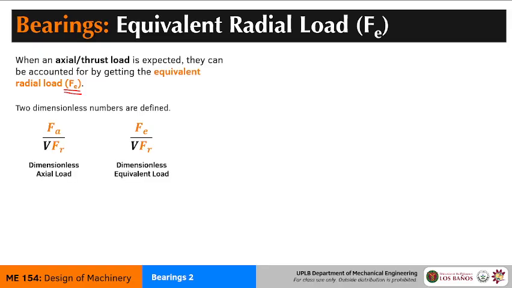So here on the left, we have the ratio of the actual force over the radial force. This letter V here is just a factor. This is a rotation factor. I'll show you the definition later. On the right, we have our effective force. So this is actually effective radial force over the radial force times your factor V.